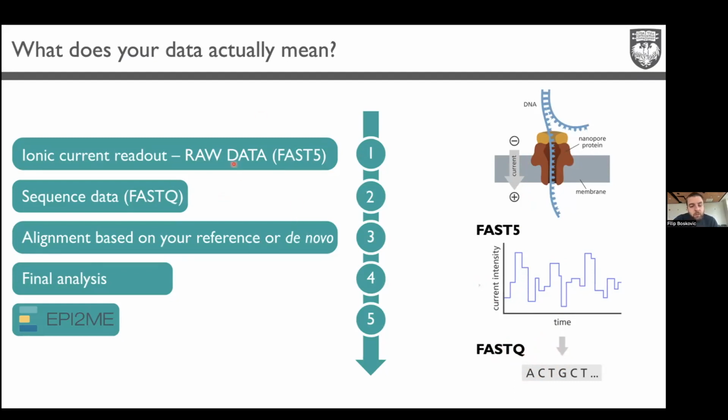So we are going now to the steps here. First is the ionic current readout, the FAST5 file, so it's completely raw data. Then you have the sequence data. Then probably you will do alignment. You can use your reference, you can do de novo, and then you do the final analysis.